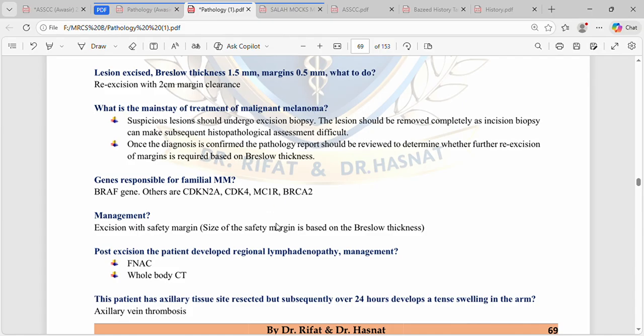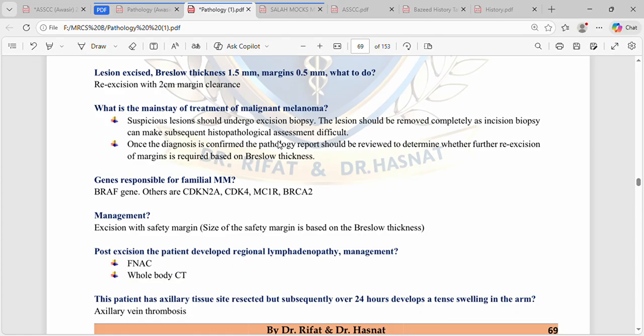What is the mainstay of treatment of malignant melanoma? A suspicious lesion should undergo excision biopsy. The lesion should be removed completely, as incisional biopsy can make subsequent histopathological assessment difficult. Always and always do excisional biopsy, not incisional biopsy.